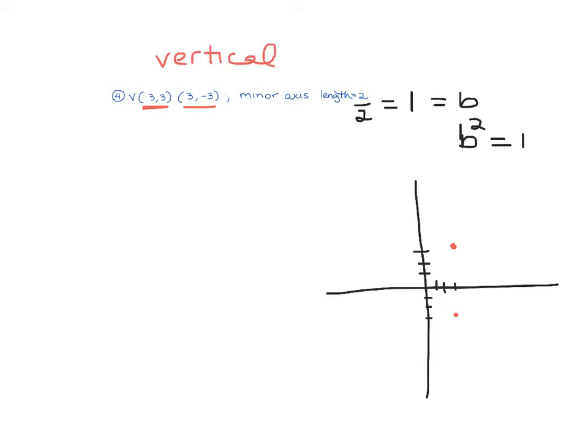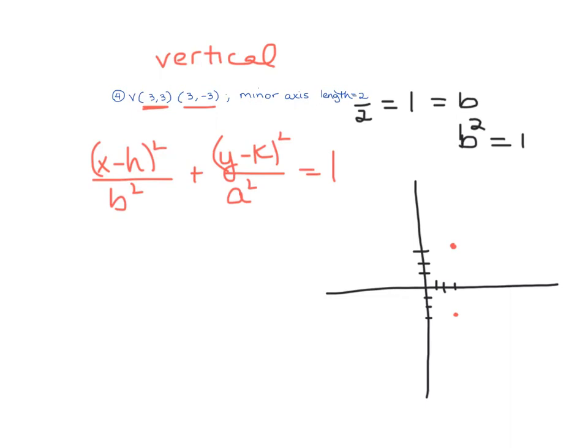So the equation I'm going to be looking to fill in is x minus h squared over b squared, y minus k squared over a squared equals 1. So because my graph is vertical, my larger number is going to be under the y.